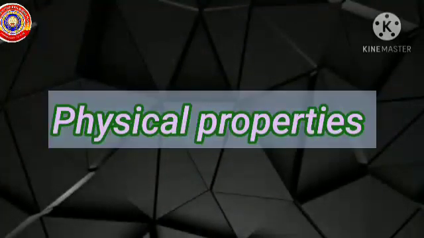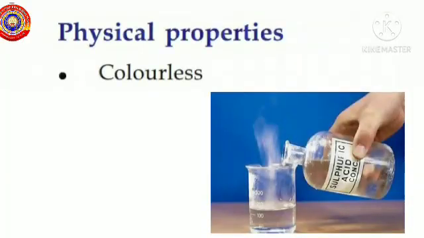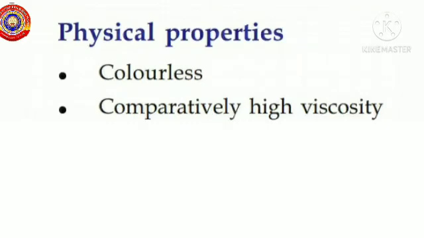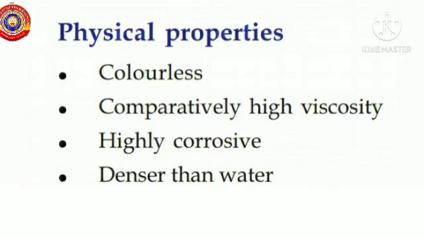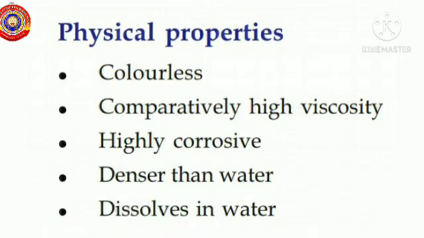Now let's learn about some of the physical properties of sulfuric acid. Sulfuric acid is a colorless liquid. Its viscosity is comparatively high. It is highly corrosive in nature. Telling about its density, it is denser than water, but it dissolves quickly in water. Let's analyze the physical properties once again: colorless liquid, comparatively high viscosity, highly corrosive in nature, denser than water, and dissolves readily in water.